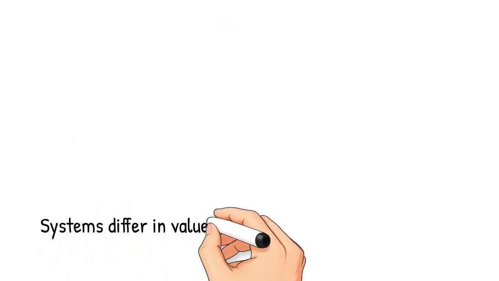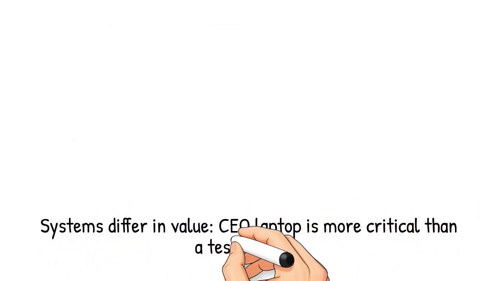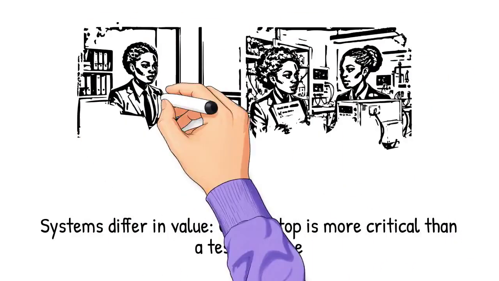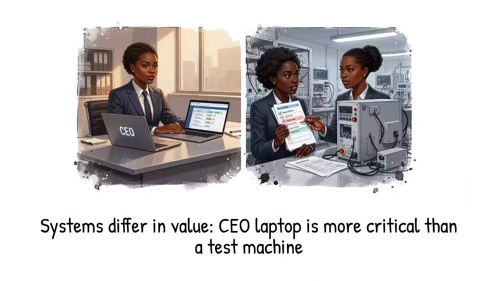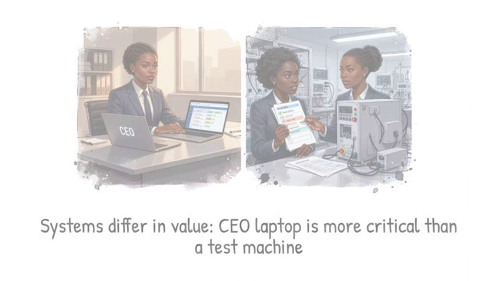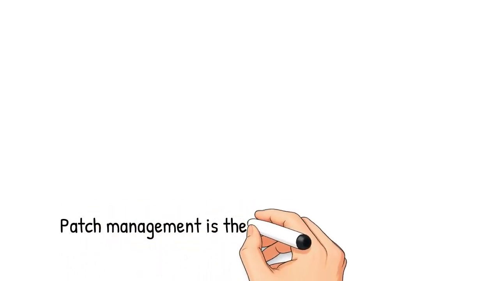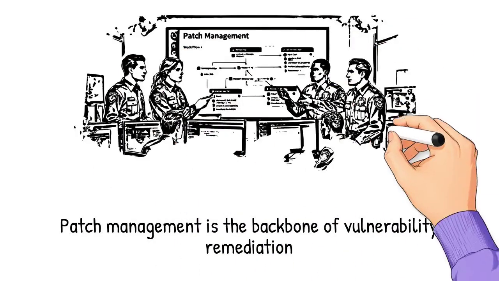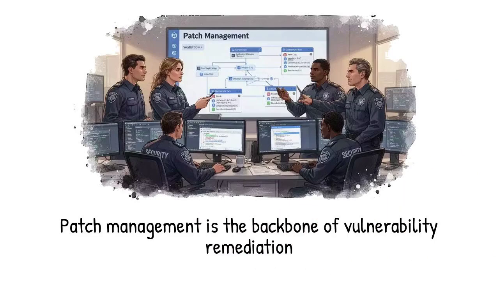6. Prioritize based on asset value. Not all systems are equal. Example, a vulnerability on a CEO's laptop is more critical than the same vulnerability on a test machine. Section 14. Patch management, the backbone of vulnerability remediation. Patching is one of the most important and most challenging parts of cybersecurity. Let's break it down like a real-world workflow.